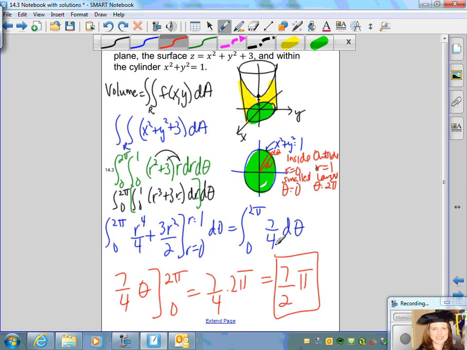So the volume of this region that is bounded by that paraboloid, that cylinder, and the xy plane is 7 over 2 pi cubic units.